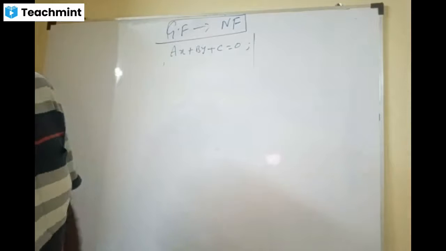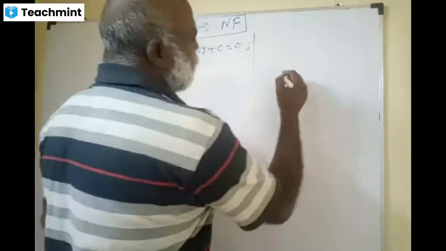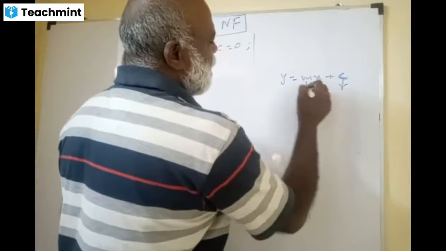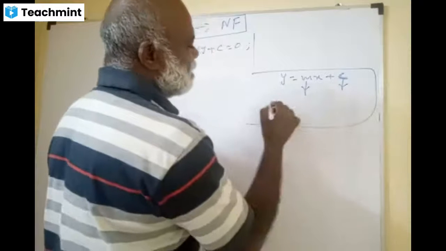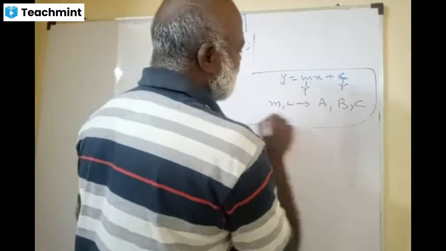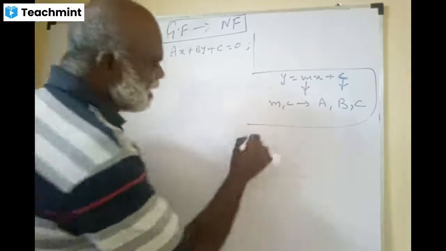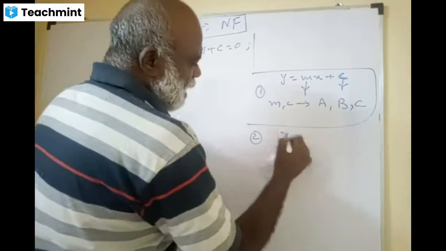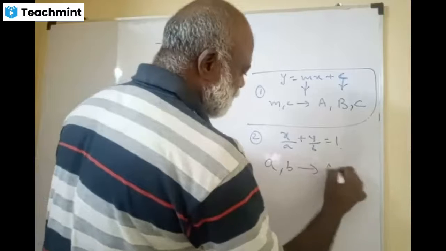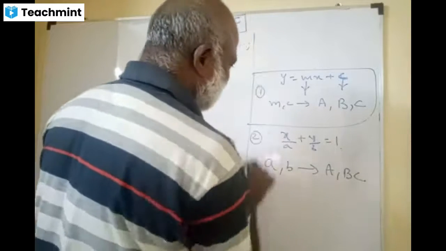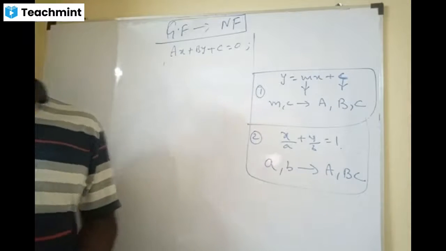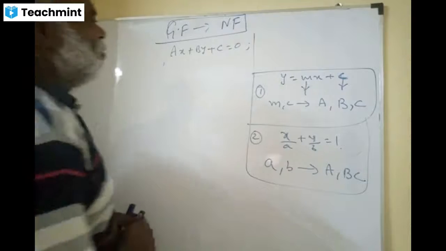See, every time, friends, if we take slope intercept form y equal to mx plus c, m and c must be written in terms of a, b, c. That is the crux of the matter. M and C must be written in terms of big A, big B, big C. This is the story. When you take the second one also, x by A plus y by B equal to 1, A and B we are writing in terms of A, B, C. Yes or no? Friends, here, the third one, what is this normal form?